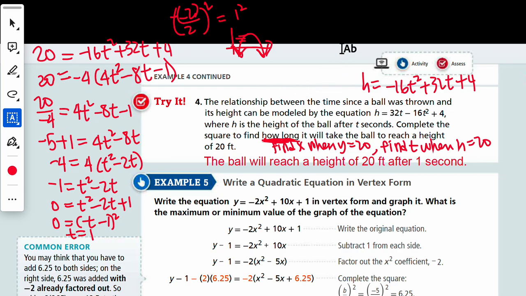Check your answers, see if you got it right. And if you did, good job. We'll continue with our last example in the next video.